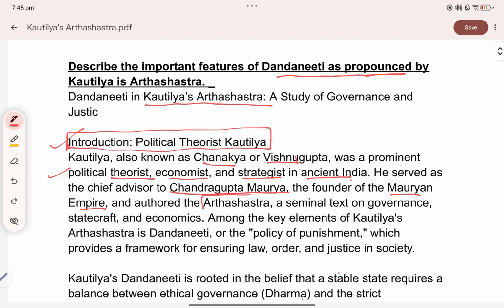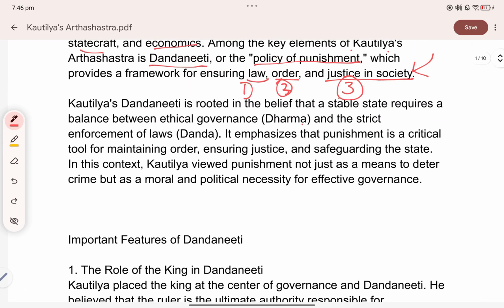He had authored Arthashastra. It's a seminal text on governance, statecraft, and economics. Among the key elements of Kautilya's Arthashastra is the Dandaniti, or the policy of punishment, which provides a framework for ensuring law, order, and justice in society. You need to remember number one is law, number two is order, and number three is justice. Remember that these are keywords, right?